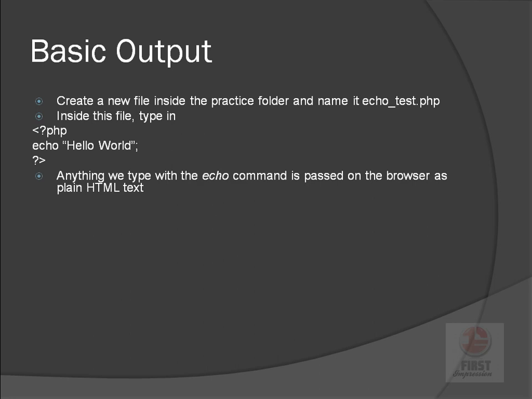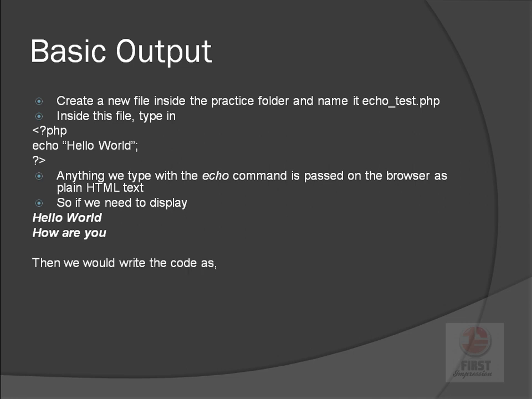That's fine. Anything we type after the echo command is passed on to the browser as plain HTML text. So if we need to display hello world in bold and italics, then we'll write it like this, and then we have a next line in which I have how are you. To do that, we'll have the code less than question mark PHP that marks the beginning of PHP code. Then we'll have echo <b><i>. B and I are the bold and italic tags of the HTML language. Inside this, I'm passing hello world.